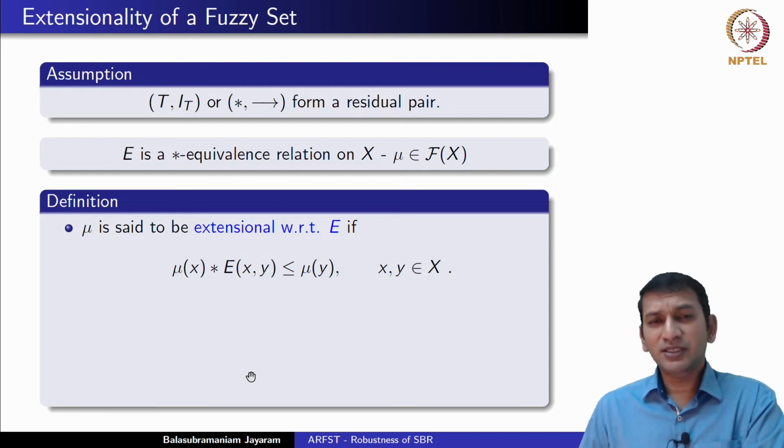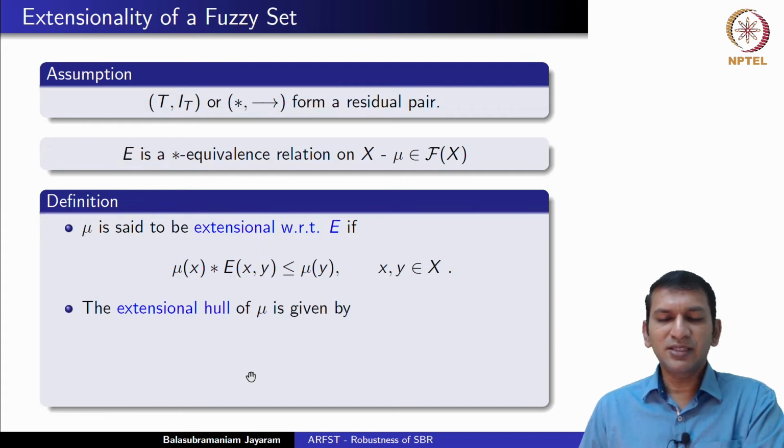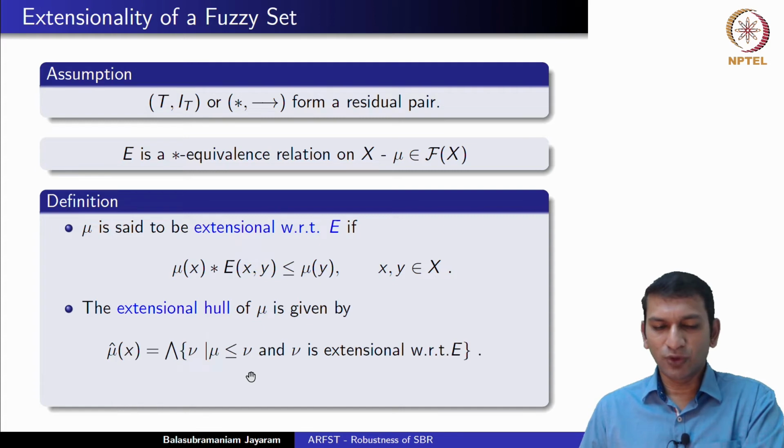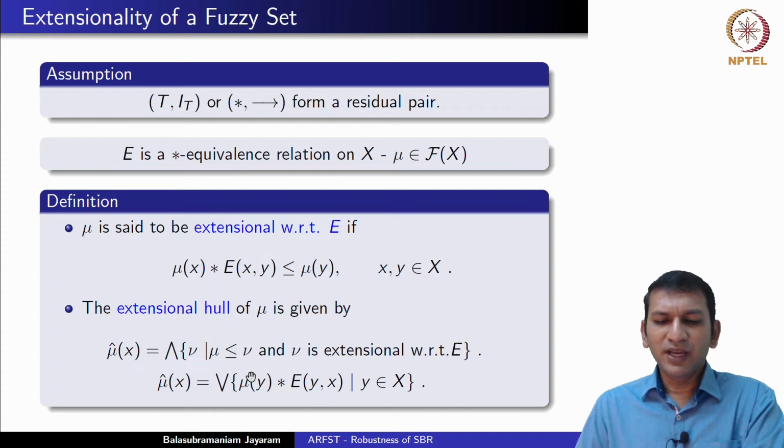Not all fuzzy sets are extensional with respect to a particular relation E. In that case, we extend it and we define the extensional hull of mu as follows. It's the smallest extensional fuzzy set with respect to E which also contains mu. We denote it by mu cap, and we have a simpler formula for how to obtain this mu cap given mu and E.